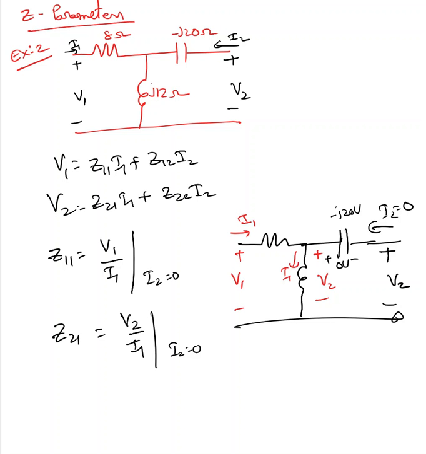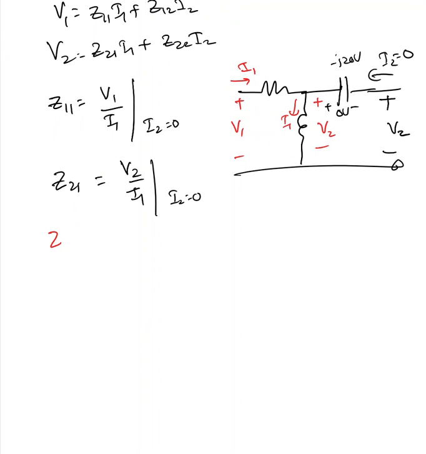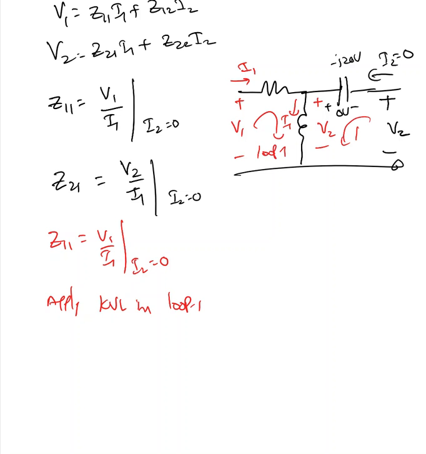To find Z11 equal to V1 over I1 when I2 equals 0, apply KVL in loop 1. I'm going to take this as loop 1 and this as my loop 2. It doesn't matter which direction you take. I'm taking anti-clockwise here because I already know I2 equals 0, so all I care about is this element. I just want loop 1 and loop 2 to have the same I1 direction.